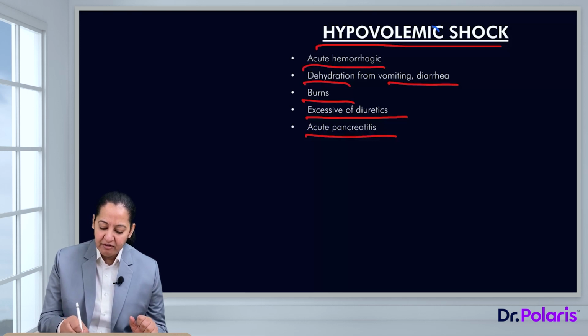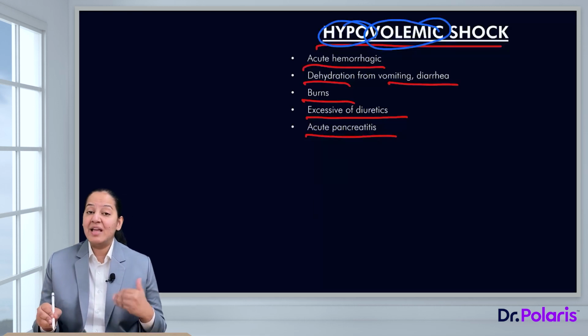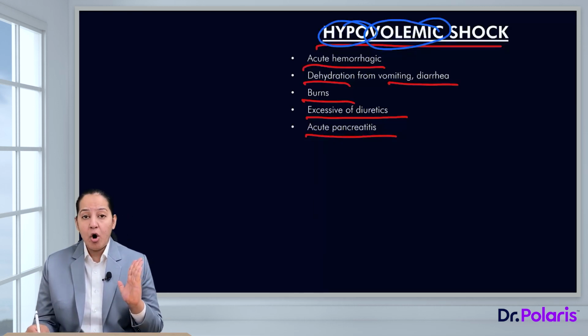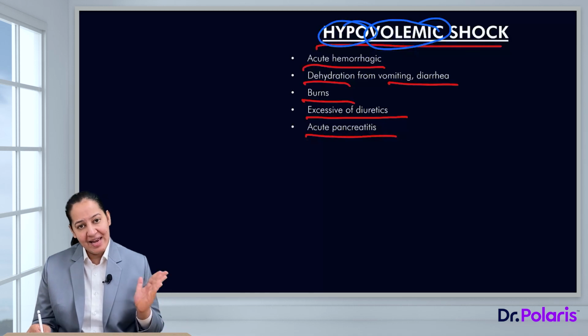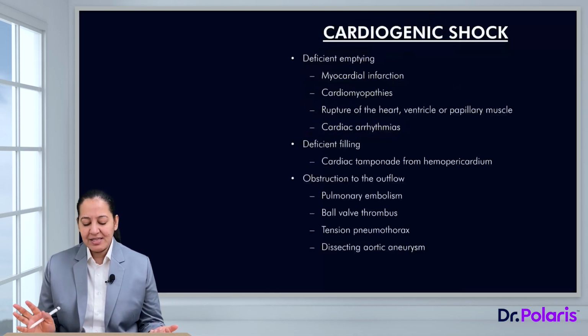As the name indicates, the volume of plasma is less. That is hypovolemic shock. So the cause of the shock is a lesser amount of plasma present in the human body, supplying less oxygen to all organs. So that is hypovolemic shock.